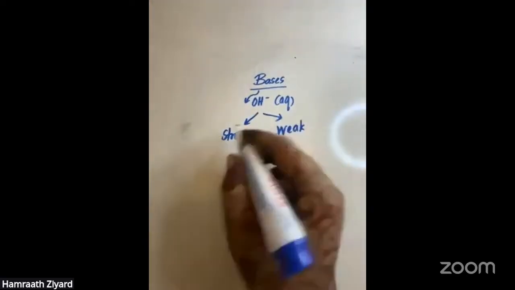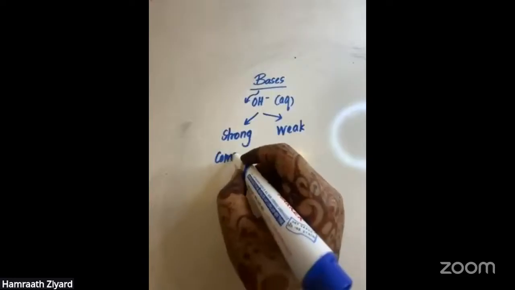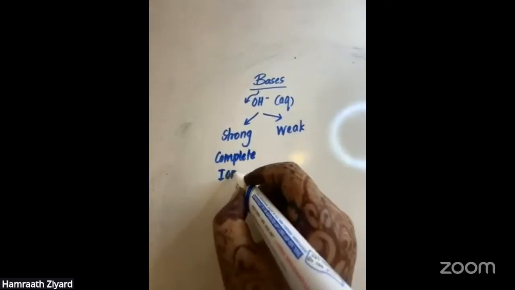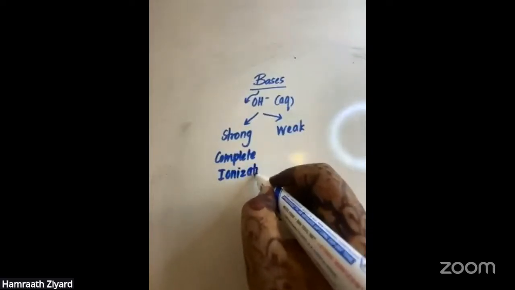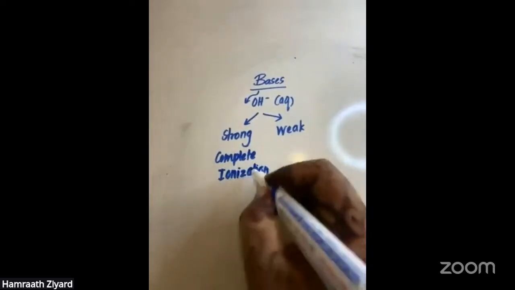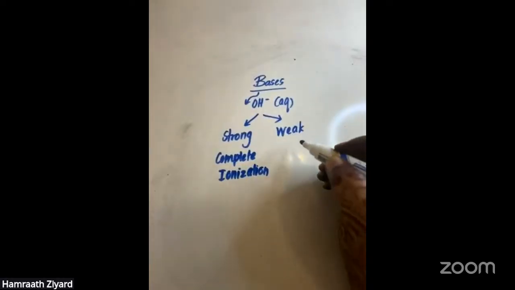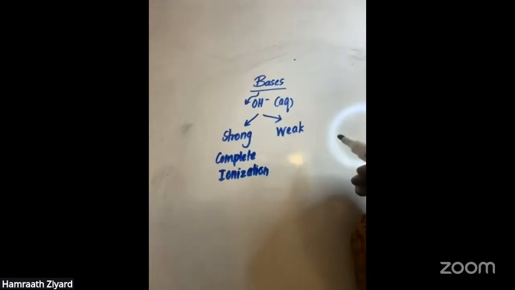So strong bases will undergo what? Complete ionization. Already you know what an ionization is, right? Completely the compound will be broken down. But the weak bases will have incomplete ionization.